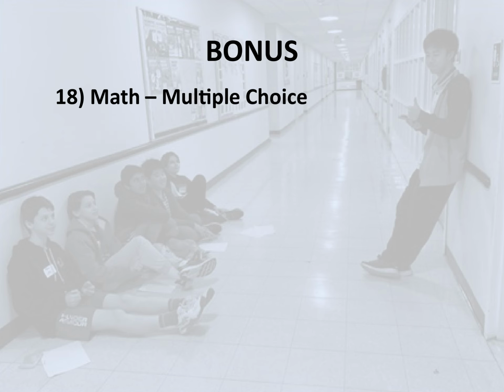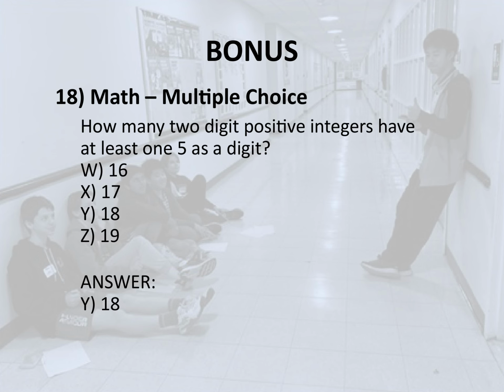Bonus, 18. Math, multiple choice. How many 2-digit positive integers have at least one 5 as a digit? W. 16. X. 17. Y. 18. Z. 19. Answer. Y. 18.